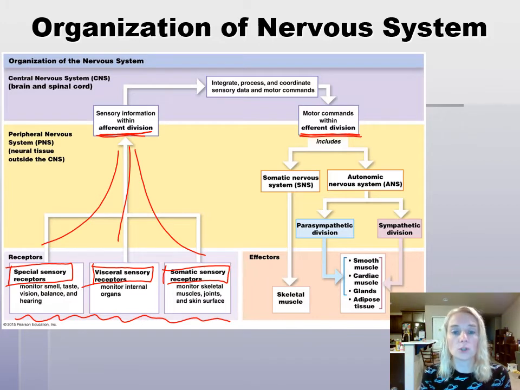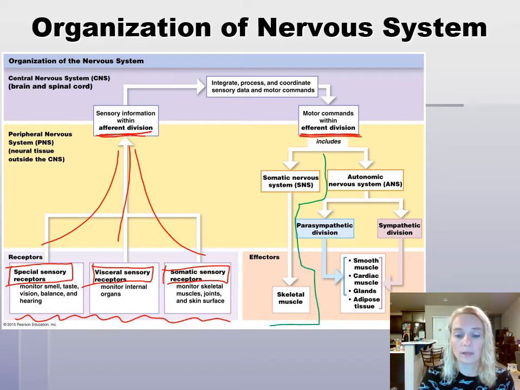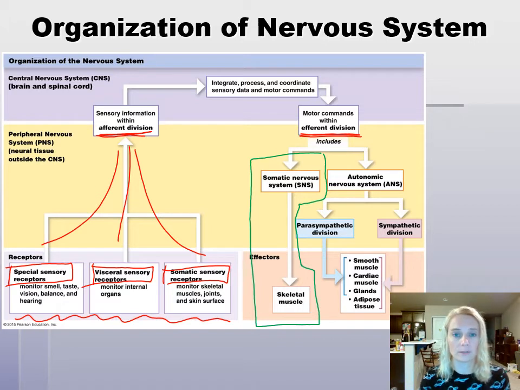Okay, there's two major divisions within the efferent division, right? So we had three types of receptors: special senses, visceral, and somatic. And now we're going to have quite a bit more different organizations of our efferent division. So probably the easiest one, I'm just going to block off here in green, is our somatic nervous system.